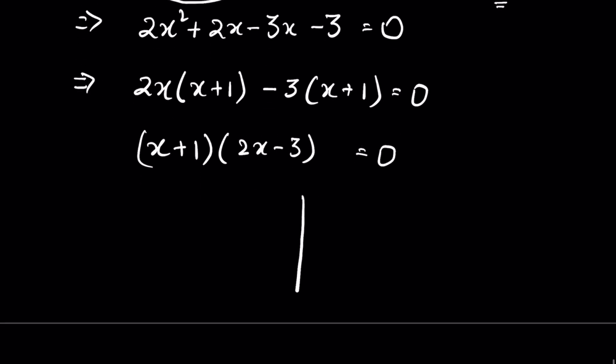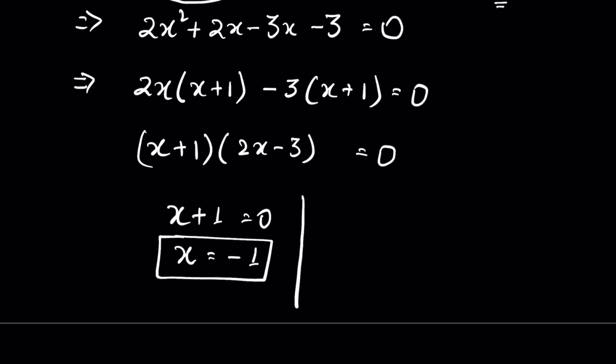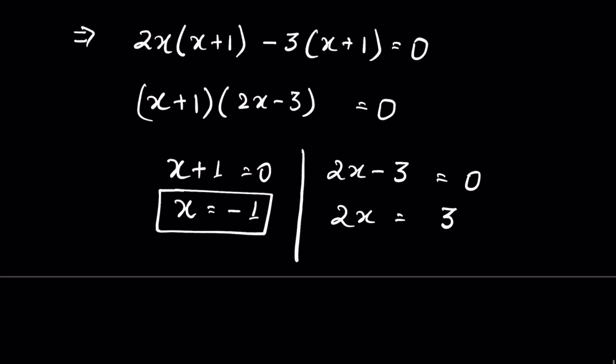Two solutions for x. When x plus 1 is equal to 0, in that case x is equal to minus 1. When 2x minus 3 is equal to 0, in that case 2x is equal to 3, or x is equal to 3 upon 2.